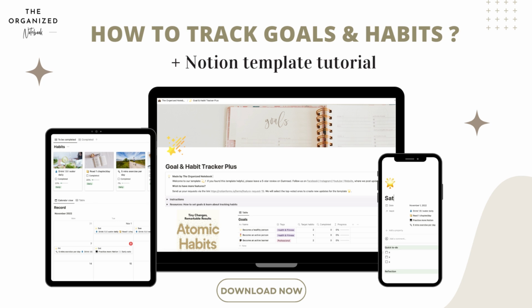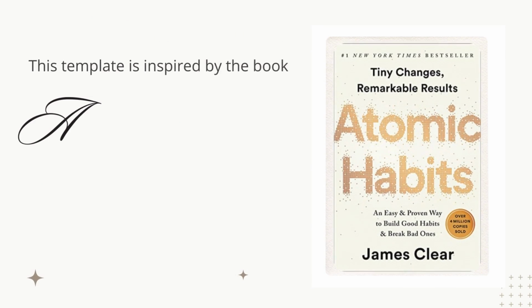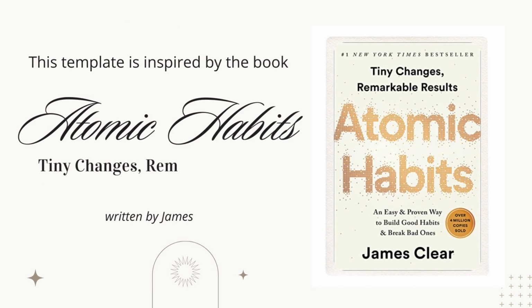Today we wanted to share how to track goals and habits. We decided to use Notion to create a template where you could start from the mindset of a larger goal and break it down into smaller habits that will ultimately accomplish this goal. This template is designed with inspiration from James Clear's Atomic Habits, an easy and proven way to build good habits and break bad ones. If you haven't read it yet, we highly recommend it and we'll leave a link below.